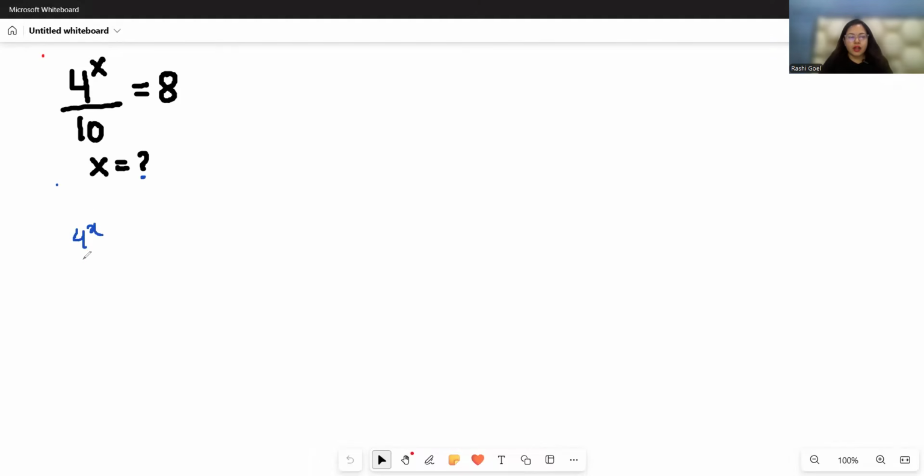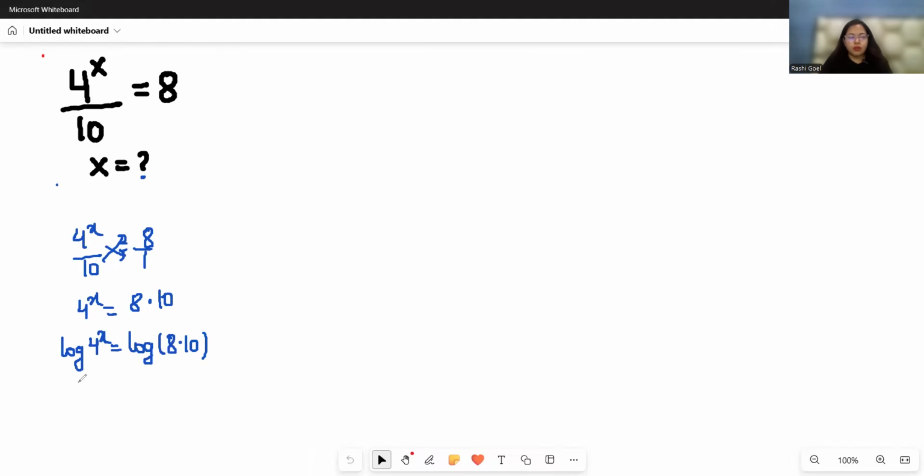So 4 power x by 10 equal 8 by 1. So if I'll do cross multiplication, it becomes 4 power x equal 8 times 10. Now, if I'll take log on both sides, so log 4 power x equal log 8 times 10.